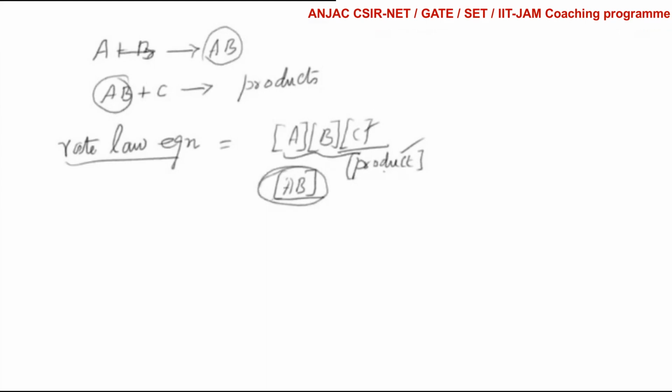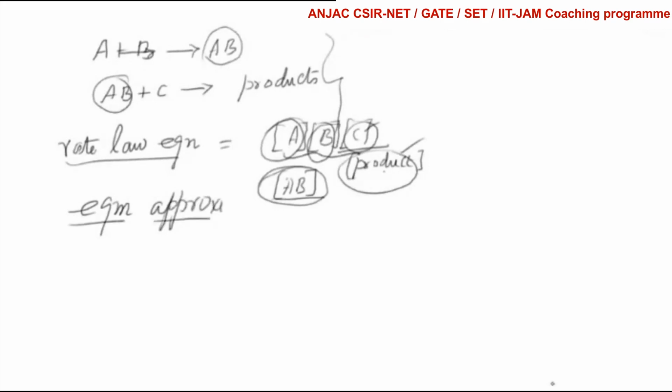But in complex reactions, we initially write down the rate law equation in terms of the intermediates. Therefore, the intermediate concentration should be converted in terms of the reactant concentrations and the product concentration. How to find out? Two methods are adopted. One is called the equilibrium approximation method, and another is called the steady state approximation method. Using these two methods, you can find out the rate law equation.